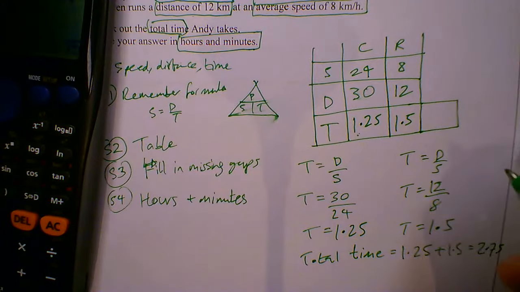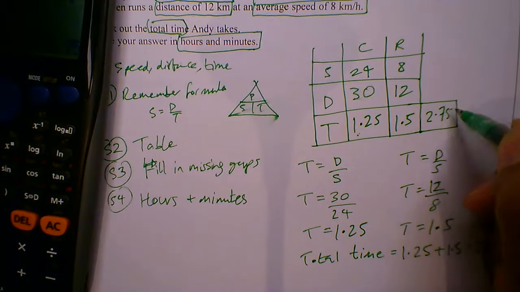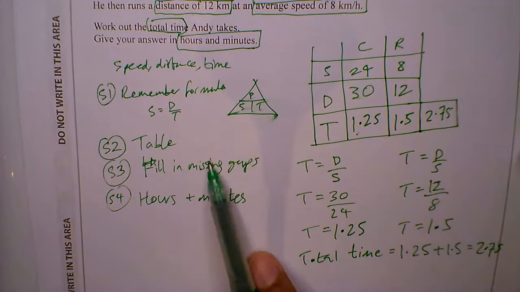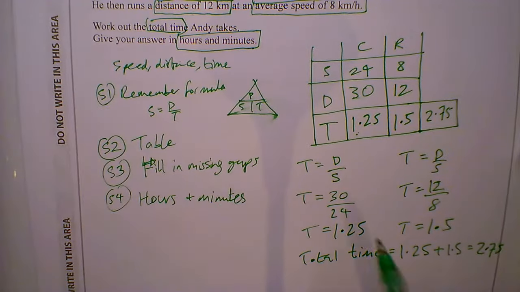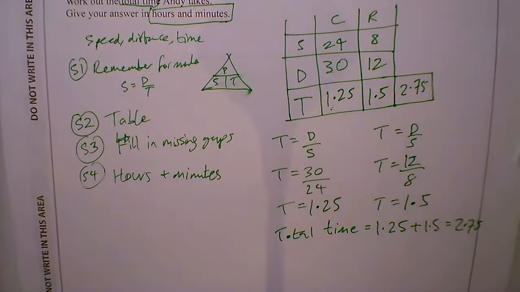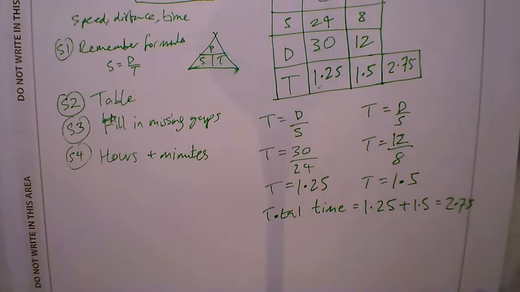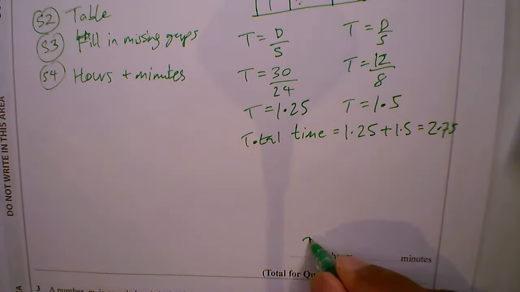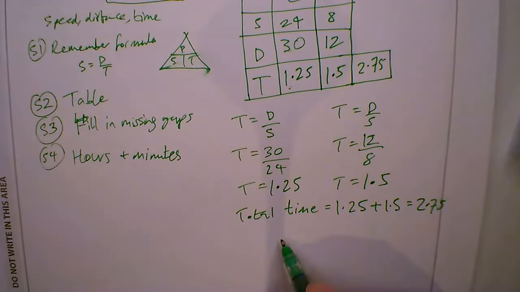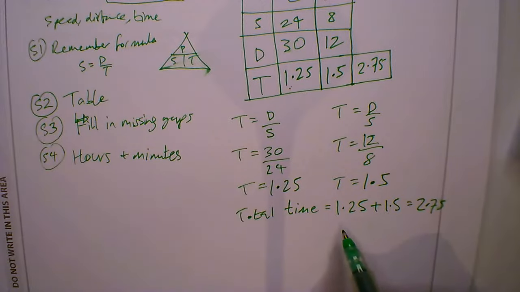Now this is where I need to worry about my units. So I've done my table, I've filled in my missing gaps, and now I need to work out my hours and minutes. So I've got 2 hours here, so that's quite straightforward. That's going to be 2 hours. And my minutes, so I've got 0.75 hours. How many minutes is that?